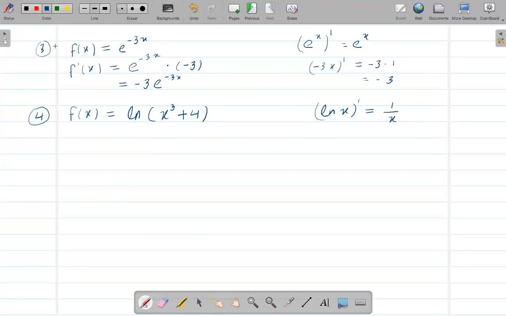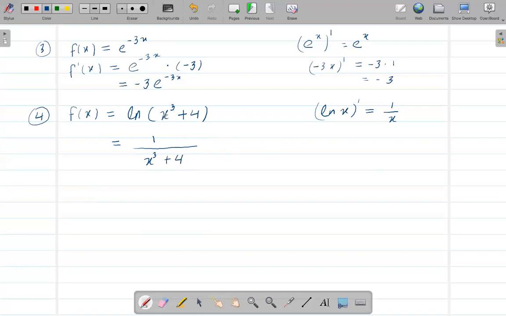So here now, instead of this whole thing, okay, first when we take the derivative of this whole thing, the derivative of natural log of x is 1 over, well, since there is an x here, that's why we have 1 over x. If there is something else here, it will be 1 over that thing. So here we have this whole thing, x cubed plus 4. So when you take the derivative of this whole thing, it will be 1 over x cubed plus 4, right?